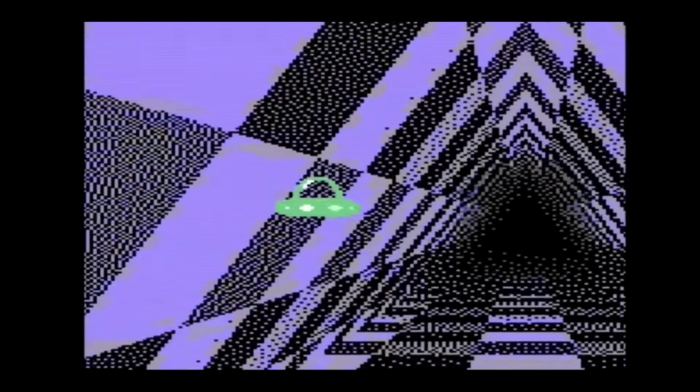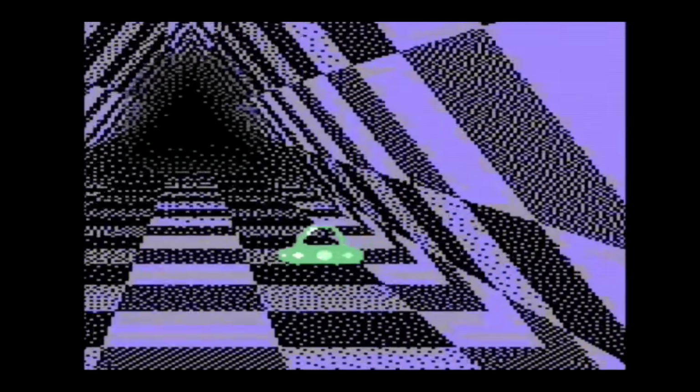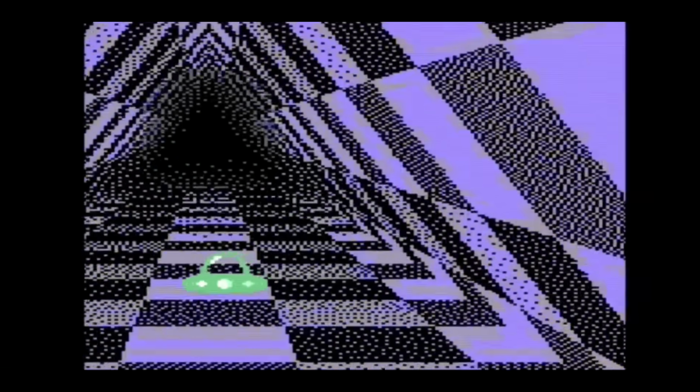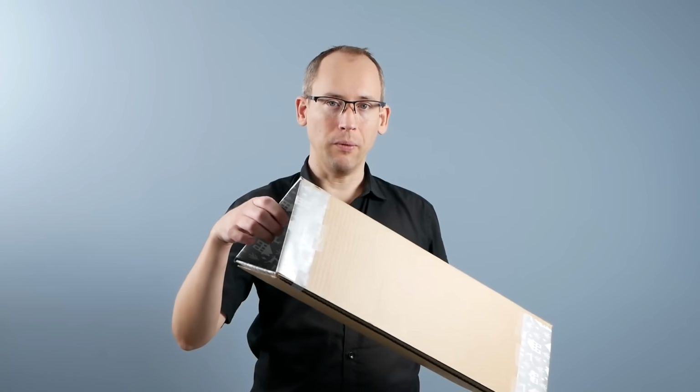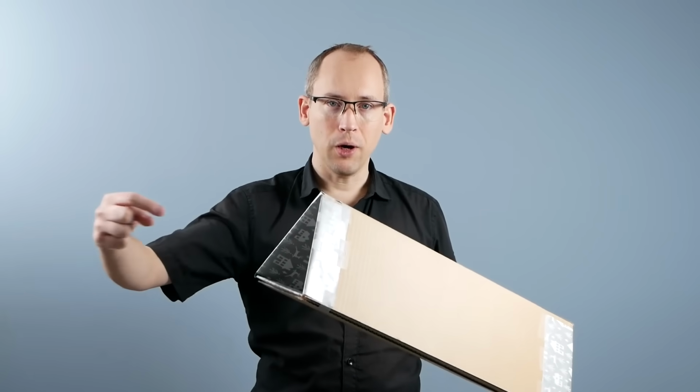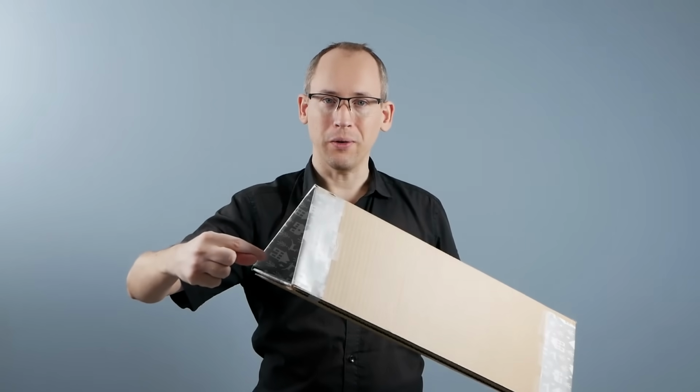So there must be something fundamentally different going on here. And there is. You are in fact looking at an optical illusion. To explain this illusion, I made a model of a tunnel, and I'm going to place the camera at the opening of the tunnel so we can have a look around.